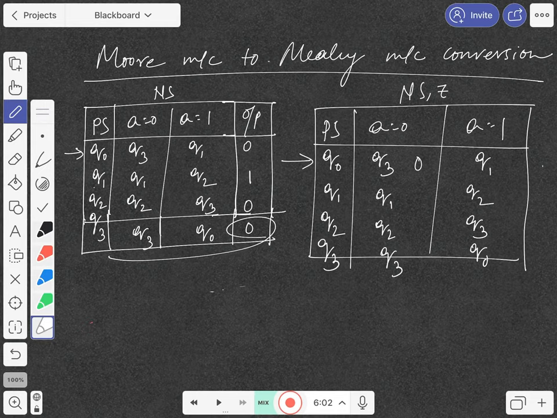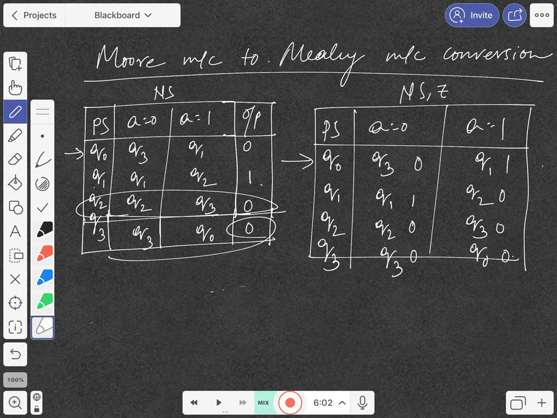For Q1, the output is 1. For Q1, output is 1. For Q2, output is 0. For Q3, output is 0. Here also output is 0. And for Q0, output is 0. So this is a Mealy machine.